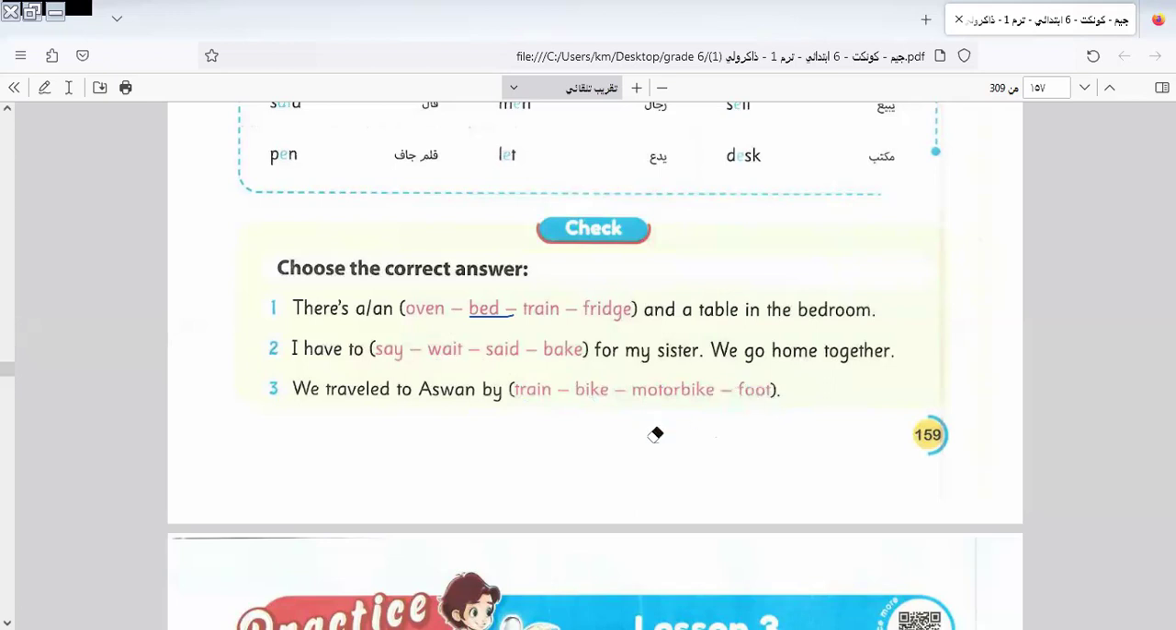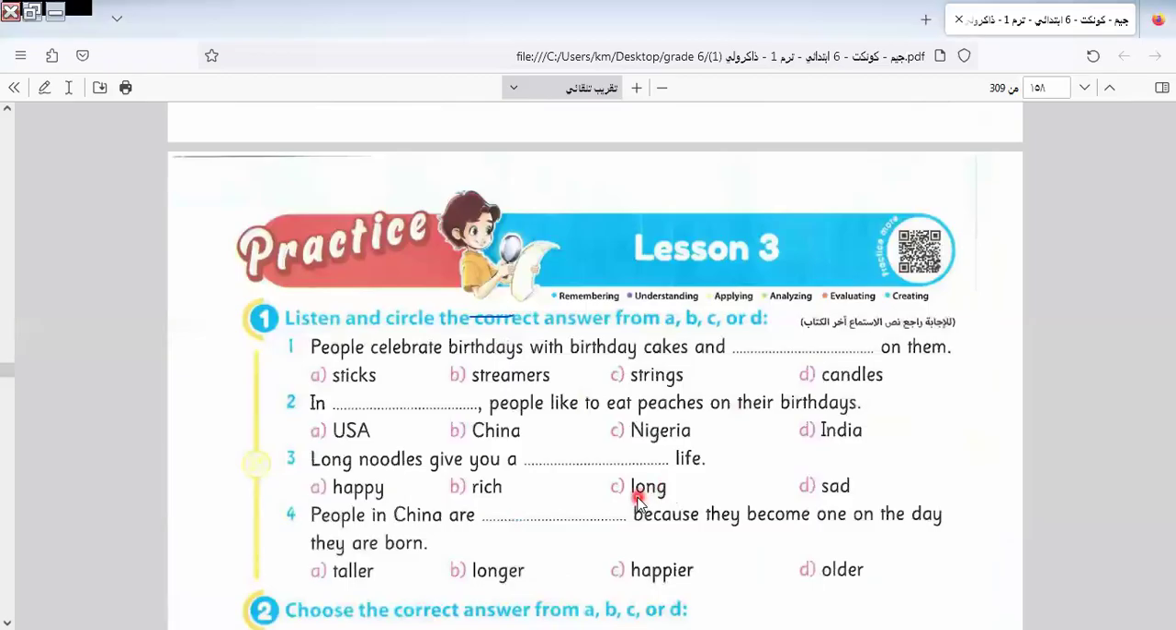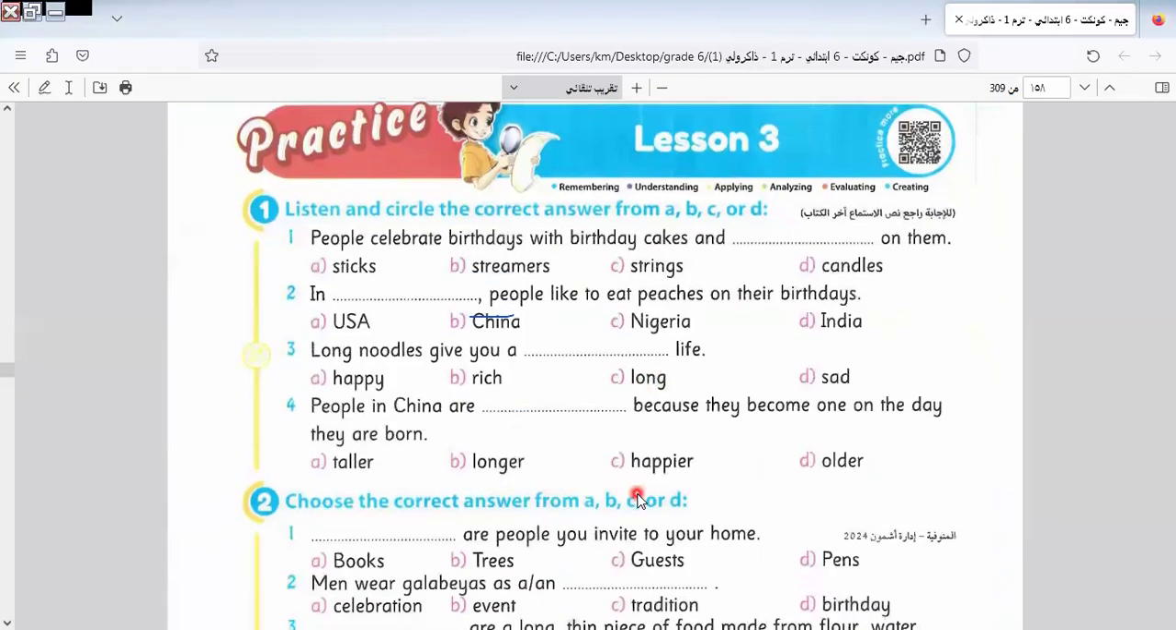Let's go to another exercise related to this lesson. Today I will stop at lesson 3. Next class I will take lessons 4 and 5, and I will finish the unit in the next video. Why? Because I don't want to give you too much information to study. Okay, let's go to another one here.